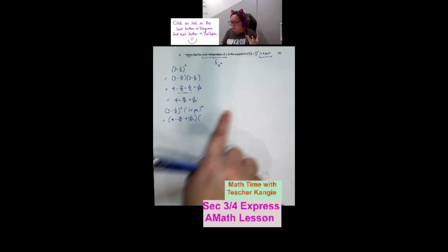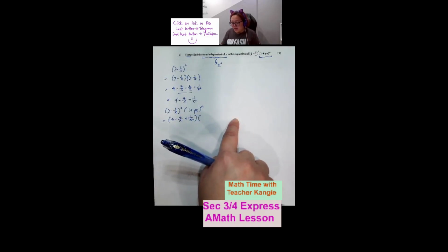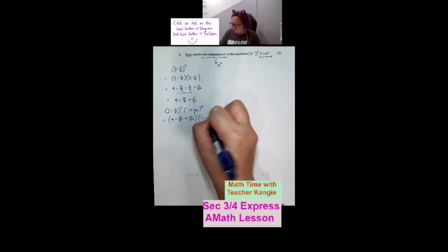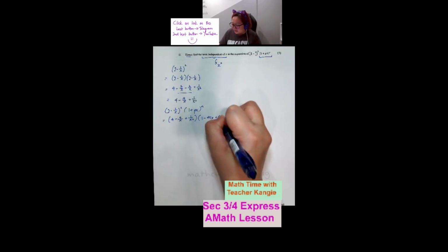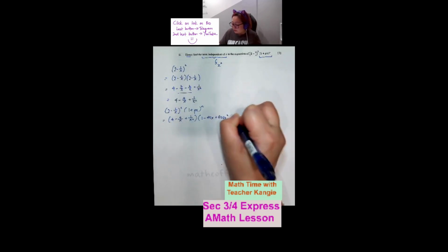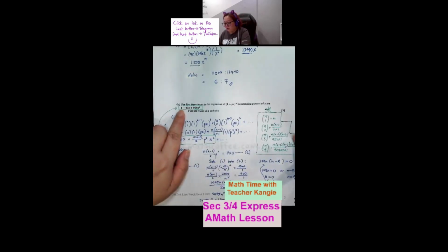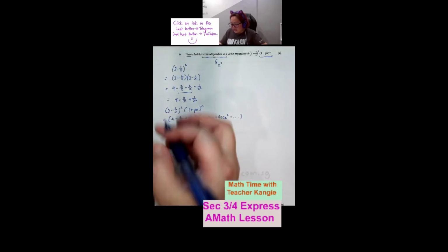So in other words, we only need 3 terms here. And those 3 terms previously they already gave to you, which is the 1 minus 45x plus 900x squared. And because we know there are other terms, we have to put plus dot dot dot. We are not interested in them because we don't need them to find our term independent of x. This was given over here.